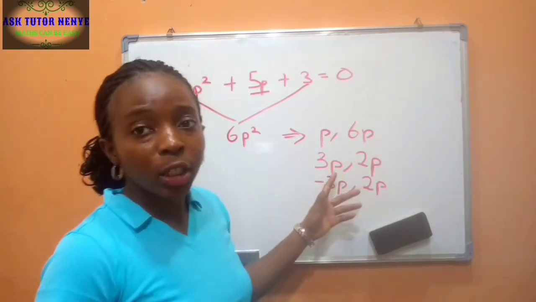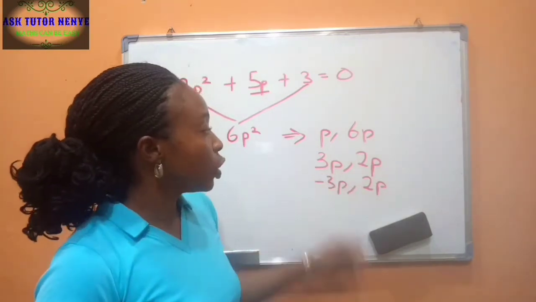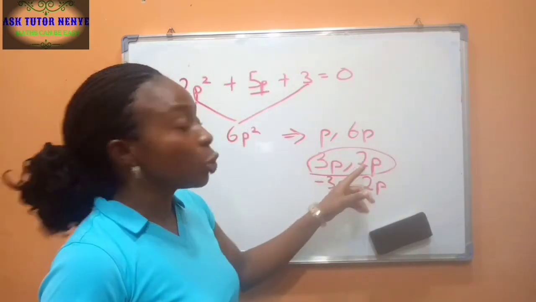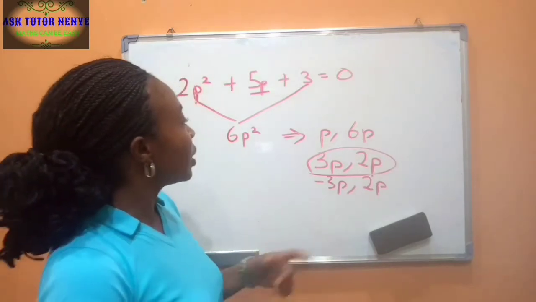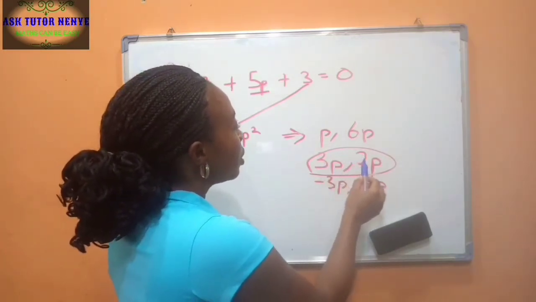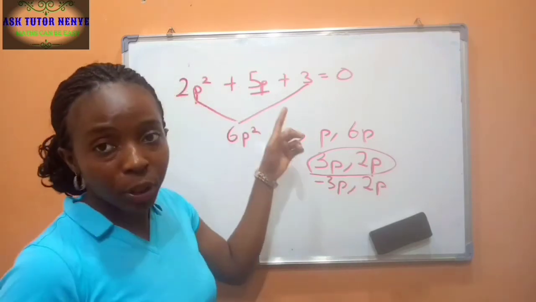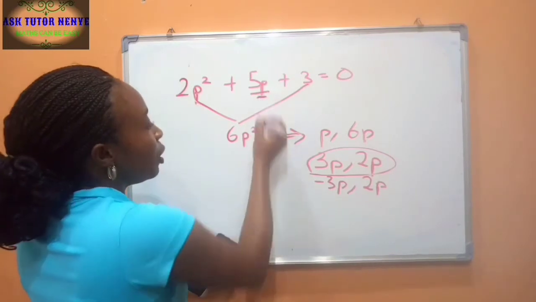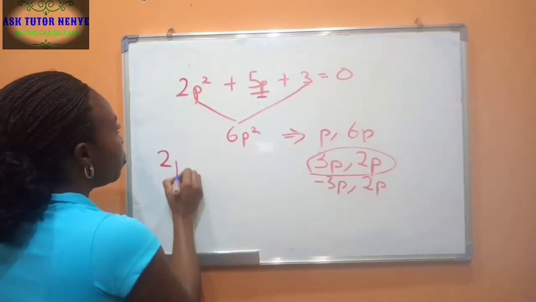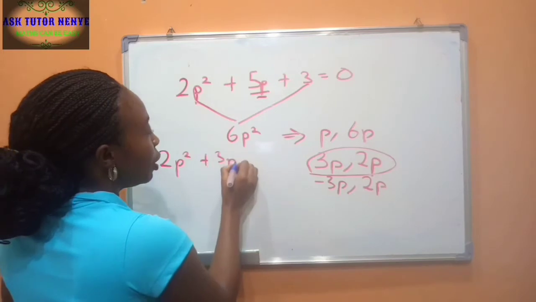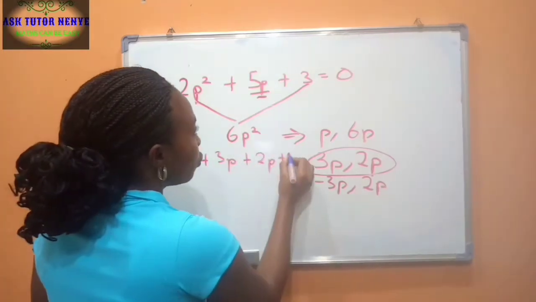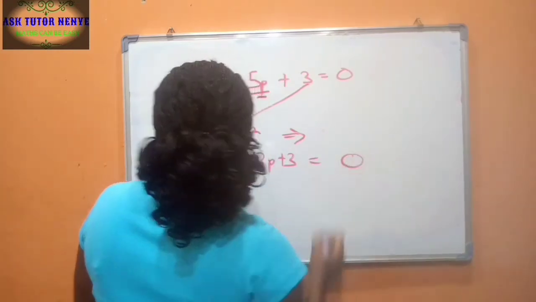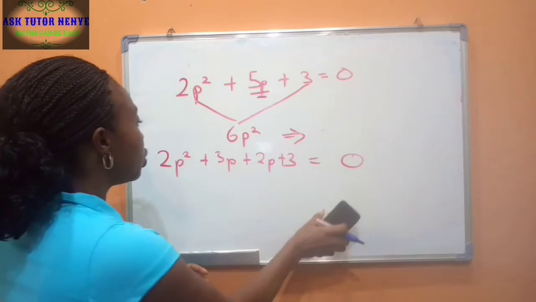So taking a look at these factors, which do you think is correct? We are going to be going with this, because by the time we say 3p times 2p, we get 6p squared, and by the time we sum it up, if we say 3p plus 2p, we get 5p. All right, so what we simply do is to replace 5p with this. So we're going to have 2p squared plus 3p plus 2p plus 3 equals to 0.